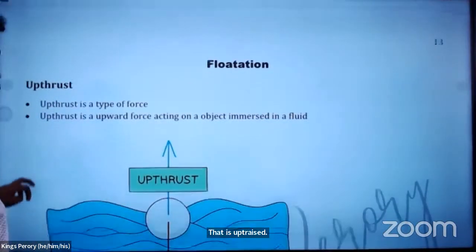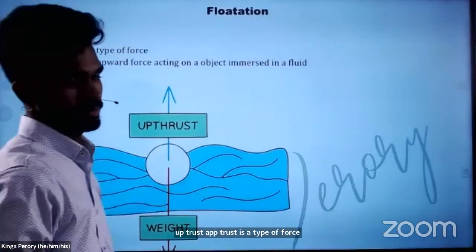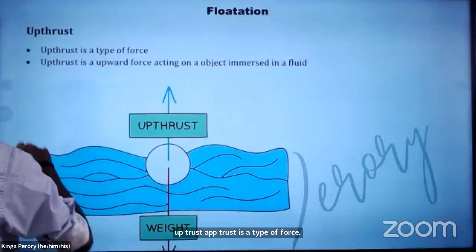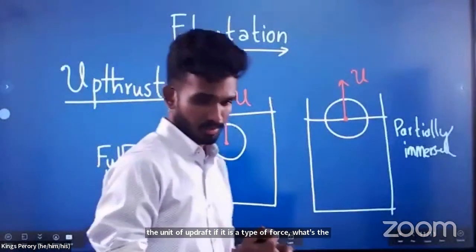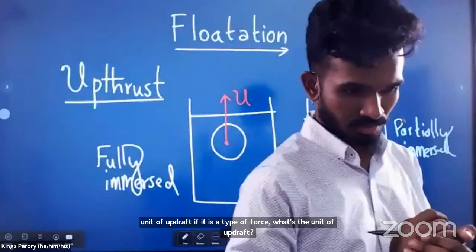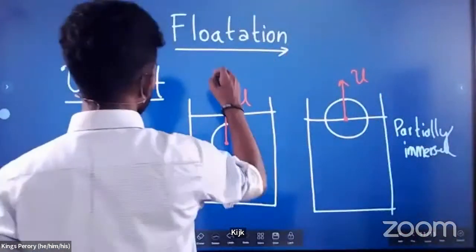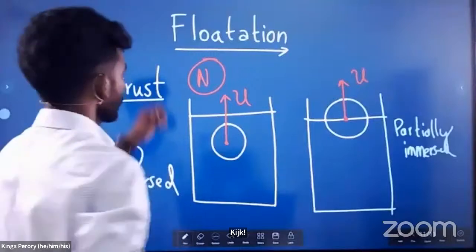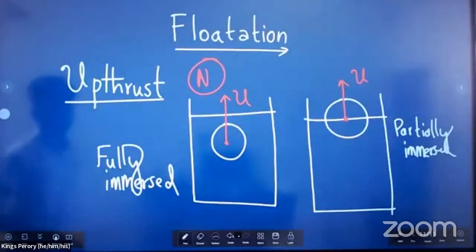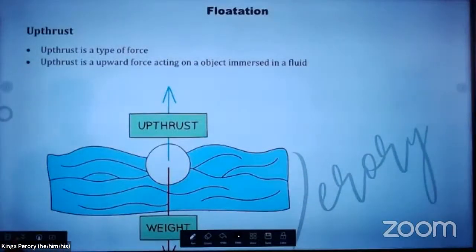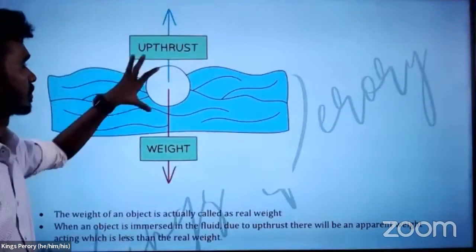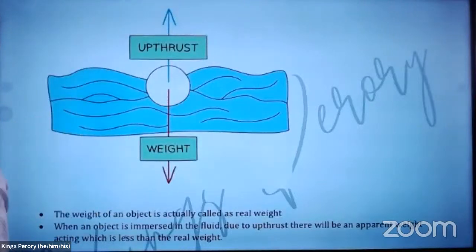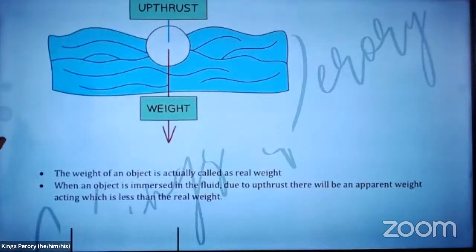Upthrust is a type of force. What's the unit of upthrust? If it is a type of force, the unit is Newton. Upthrust is the upward force acting on an object immersed in a fluid. The upward force is upward, however, weight is downward.